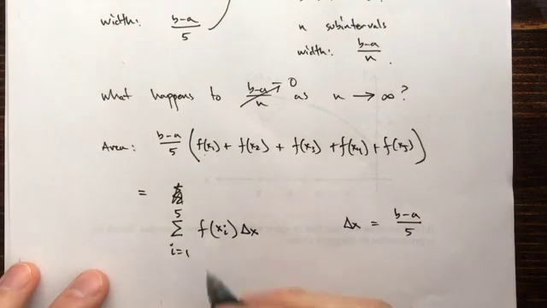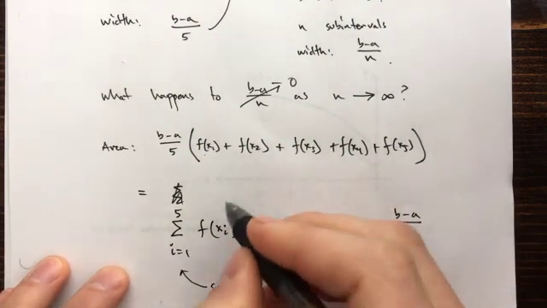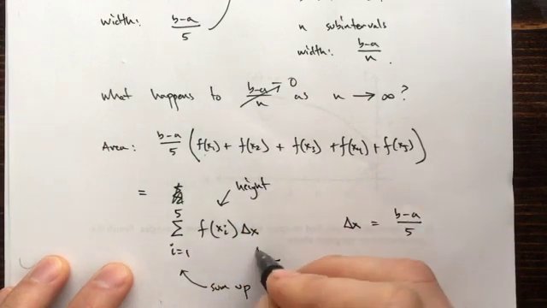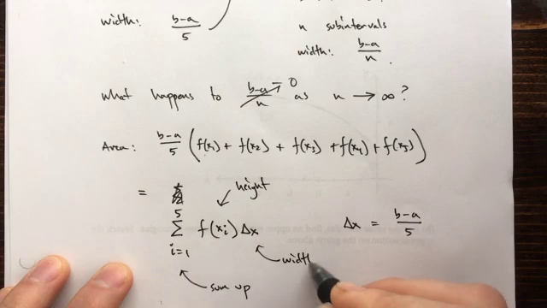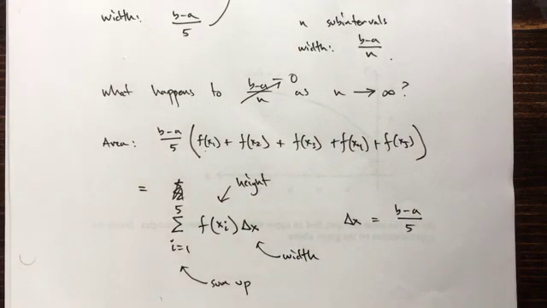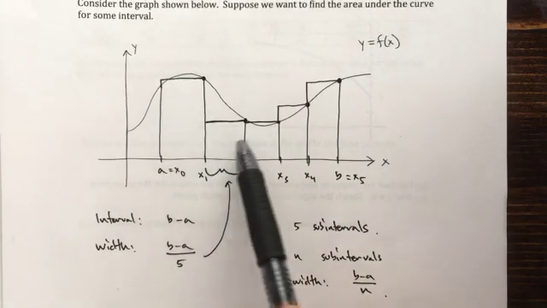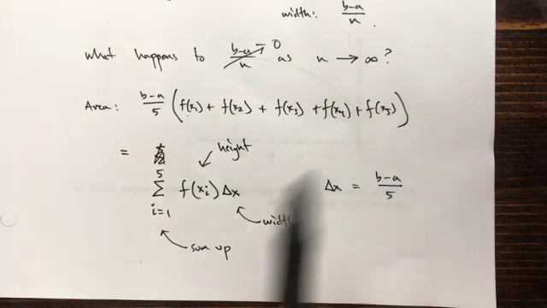So just as a reminder, this means sum up. This means multiply the height by the width. So we're basically summing up a product of heights times width, which should give me basically this area plus this area plus this area plus this area plus this area, or the total area.